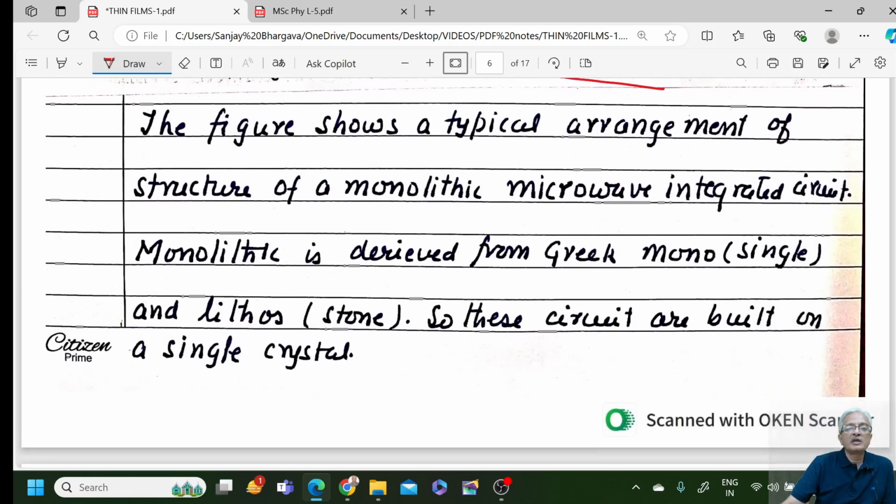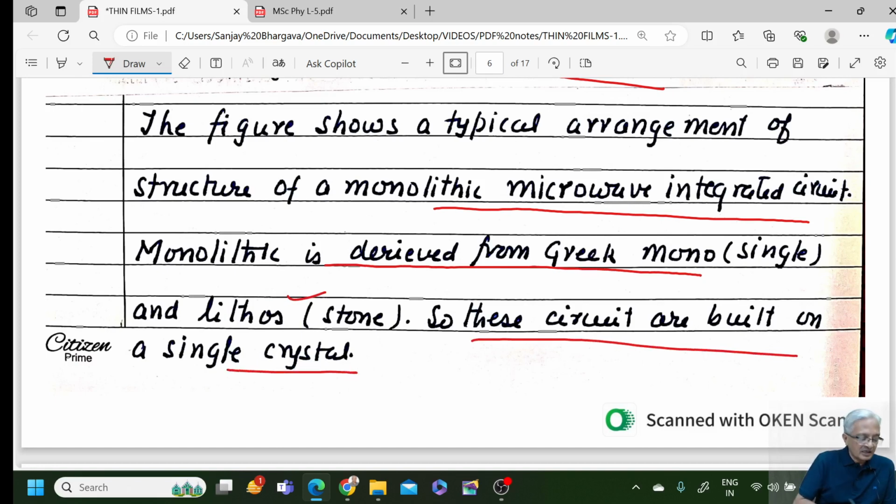This figure shows a typical arrangement of structure of monolithic microwave integrated circuit MMIC. Monolithic is derived from a Greek word mono, meaning single, and lithos is stone. So these circuits are built on a single crystal.